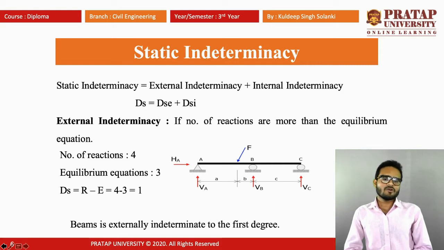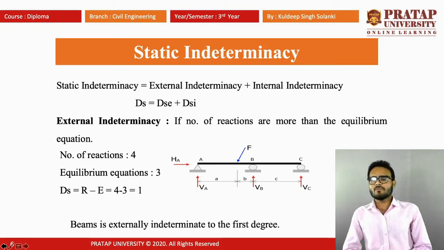Okay, at point B this is the roller support, and we know the roller support has only one reaction, only one vertical reaction. This is called roller. At point C also this is the roller. The roller has only vertical reaction. So how many reactions? At A, two reactions, HA and VA, and at B vertical reaction, at C vertical reaction. It means 2, 3 and 4. 4 reactions are available.